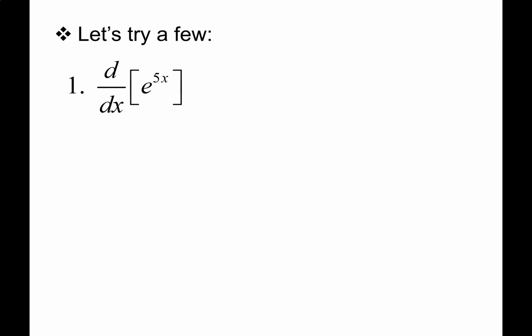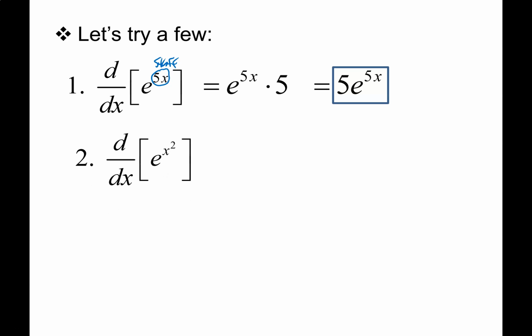Okay, start with some easy ones. Derivative of e to the 5x. Here's my stuff. So I take e to the stuff, which is e to the 5x. Then I multiply it by the prime of my stuff, or the derivative of 5x, which is just 5. Use your commutative property to move the coefficient 5 into the front, 5e to the 5x.